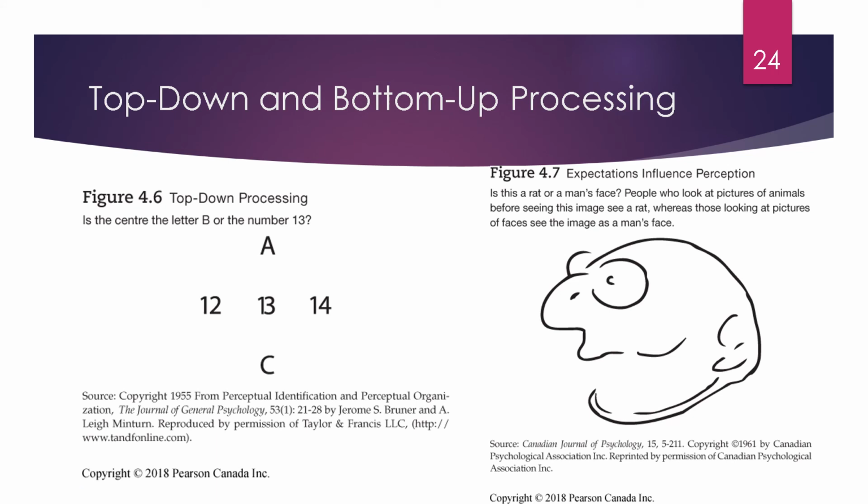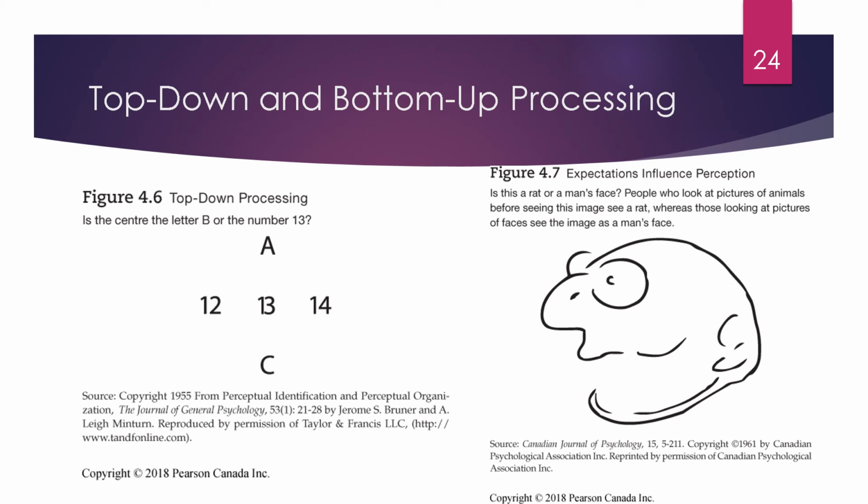If you look at these figures here, figure 4.6 is a really good example of top-down processing. If you start reading across and you see 12 and then 13 and then 14, you're probably perceiving that middle term to be a 13, right? Because you're using the surrounding information, the 12 and the 14, to guide your processing of that middle term. And so you're likely to see it as a 13.